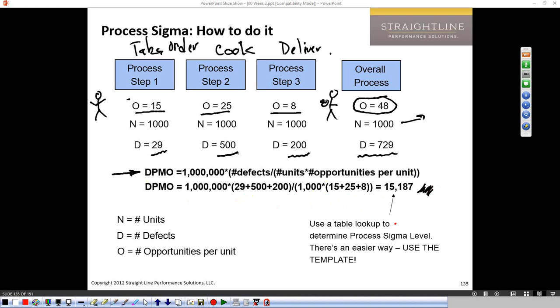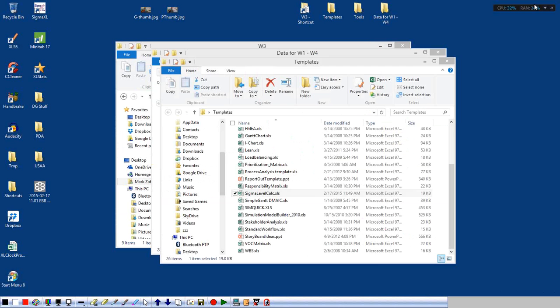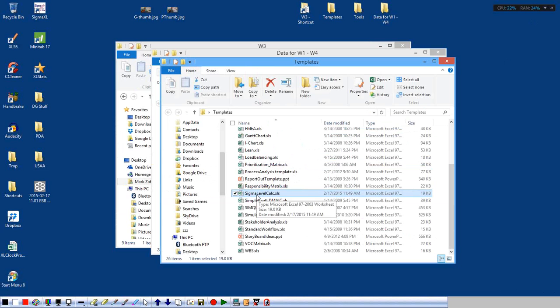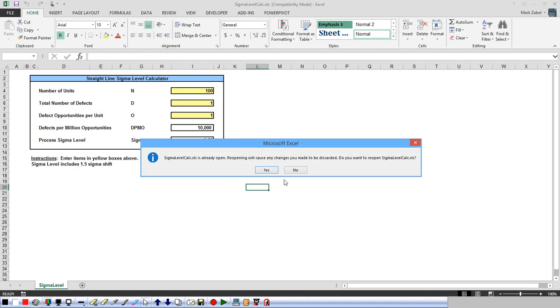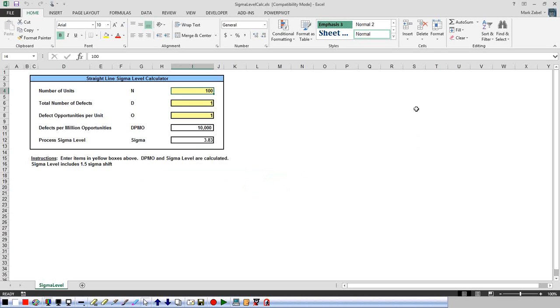At this point, we simply use a table lookup, and that tells us what the sigma level is. That's the mechanics. So let's take a look at what that would be. There's a simple spreadsheet that I put in here called sigma level calc. And so all we have to do is pop that in. In this case, we had 1,000 units. Type that in. We had 729 defects. Is that right, guys? Yeah. All right.